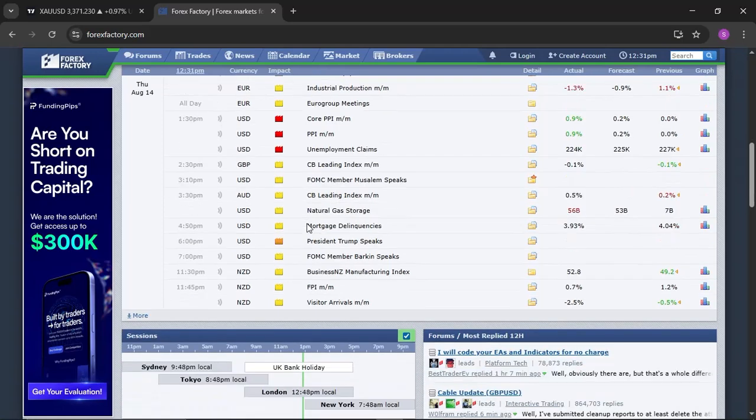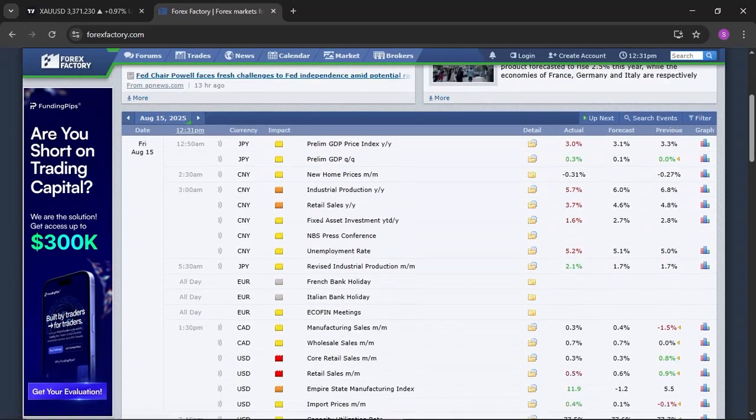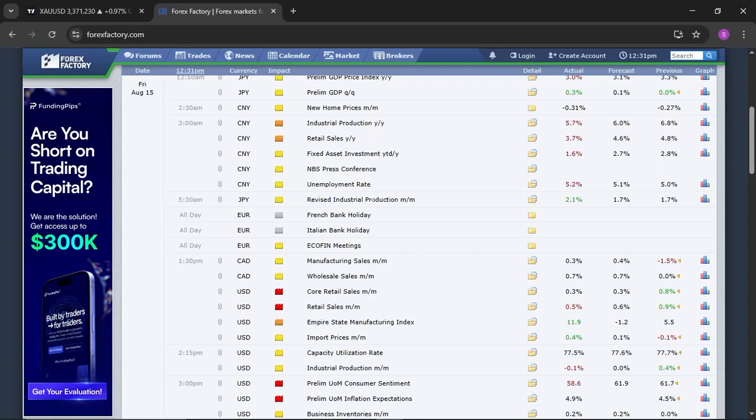So we have other news. We have natural gas, we have mortgage, but they are not high impact news, so we will not be concerned about them. So let's check another one. We have another one on Friday, last Friday, 1:30, core retail sales and retail sales. These are the two most important ones at 1:30.